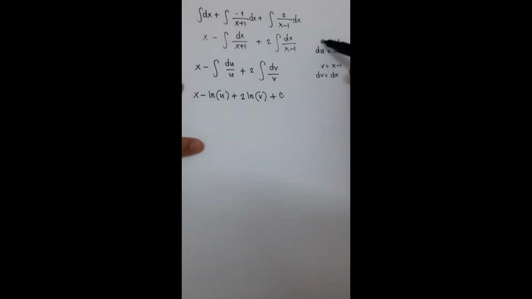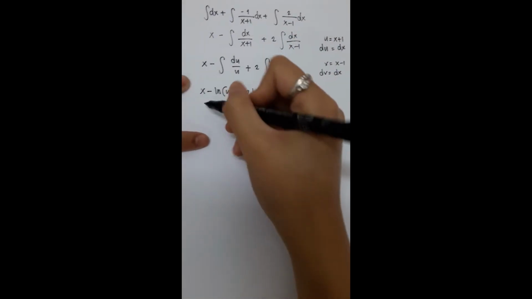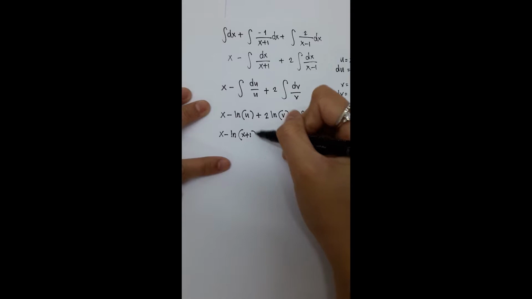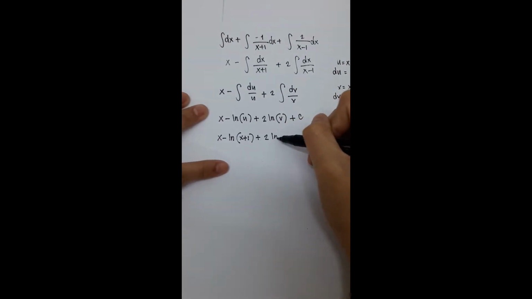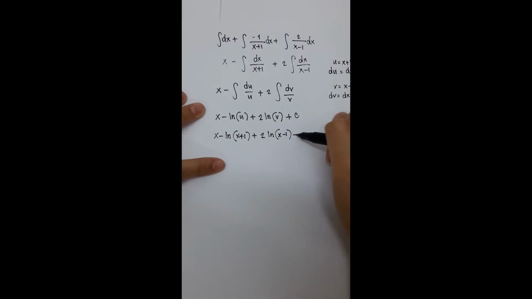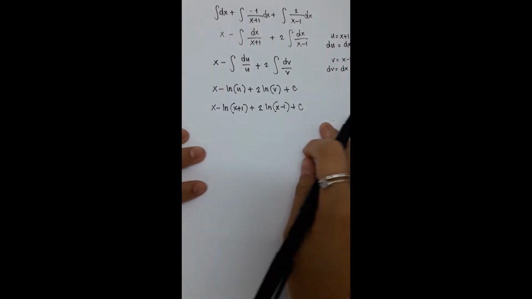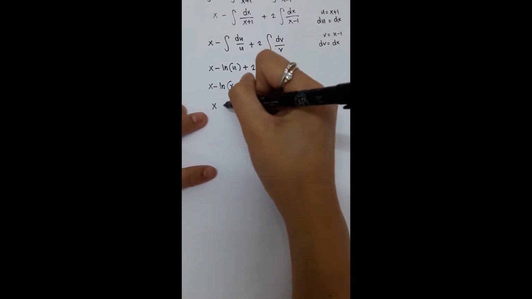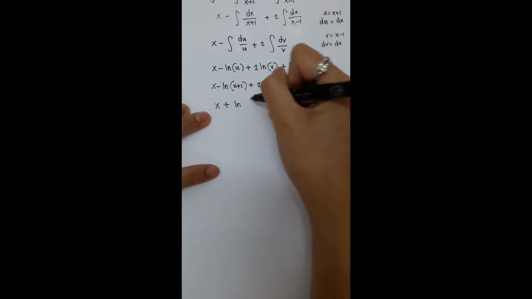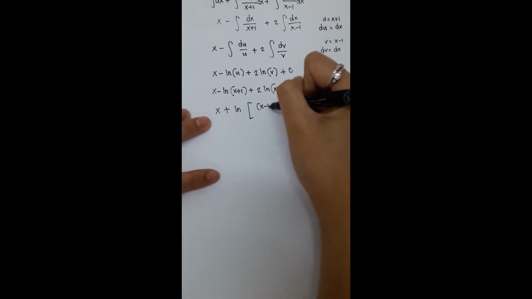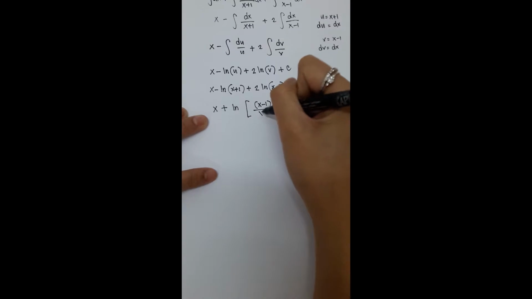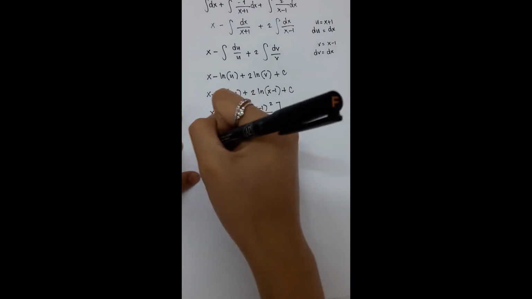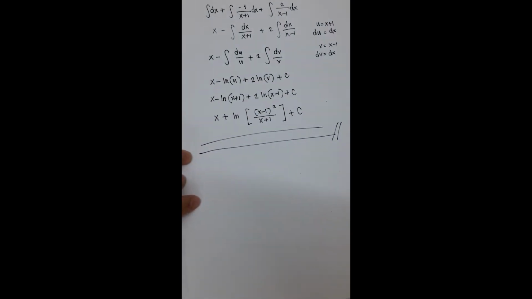We need to substitute the values of u and v to the original equation. So x minus ln of x plus 1 plus 2 ln of x minus 1 plus c. Simplifying this answer via properties of ln, that will be x plus ln of x minus 1 squared all over x plus 1, plus c. And this is now your final answer.